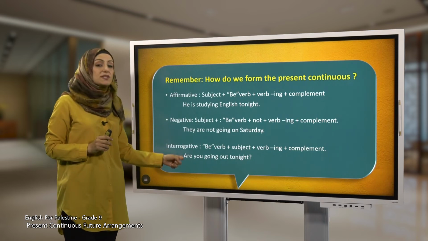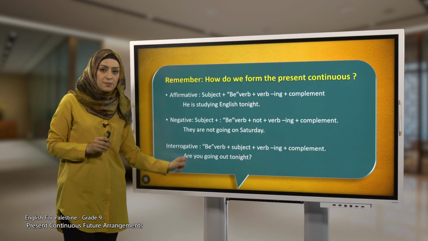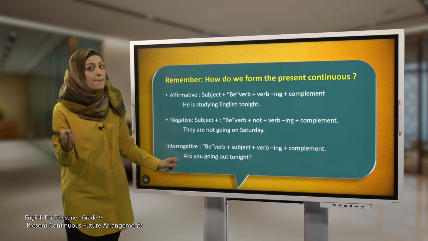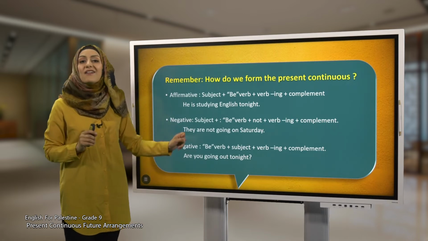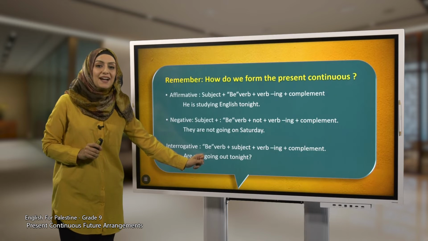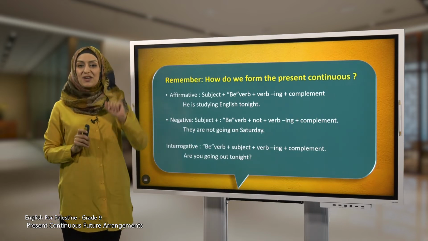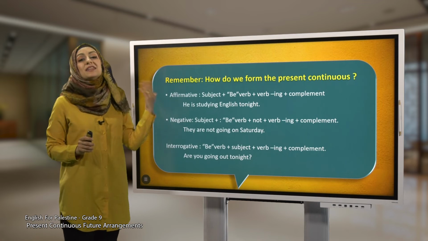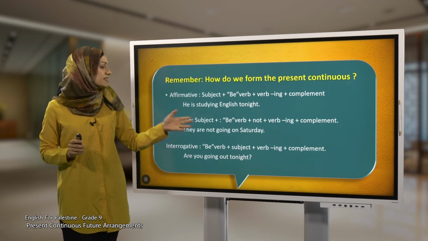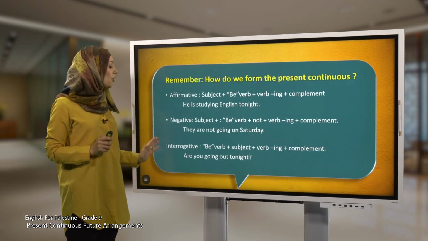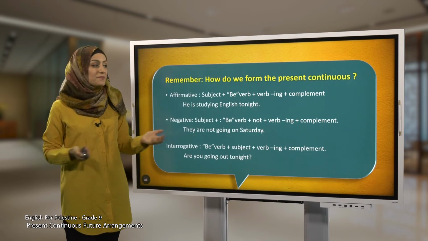As you can see, we start with the verb to be, and that is either am, is, or are. And then you put the subject, the verb with ing, and then you continue the question. That is very easy. This is how we form the present continuous, whether in its affirmative, negative, or interrogative form.